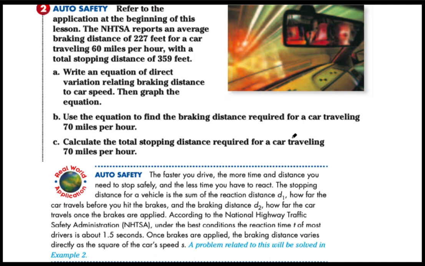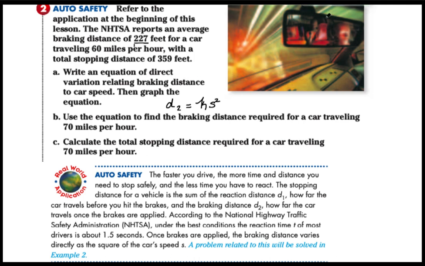So if we go back to our problem here, the NHTSA reports an average braking distance of 227 feet for a car traveling 60 miles per hour with a total stopping distance of 359 feet. Okay, so now we've got some good information. We're going to write an equation of direct variation relating the braking distance to the car speed, then graph the equation.